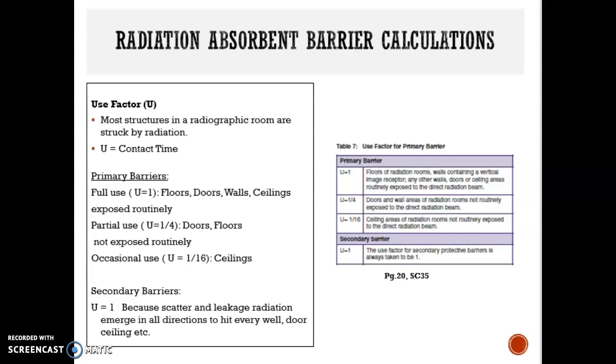So there's a certain value given to a use factor depending on the area. A value of 1 is assigned to a primary barrier, floor of a radiation room, or the wall of the radiation room containing a vertical image receptor, for example. A use factor of a quarter is given to doors and walls of the radiation room that are not routinely exposed to the direct radiation beam. A use factor of 1/16 is given to the ceiling of the radiation room not routinely exposed to the direct radiation beam. So as you can see, there are different factors based on where the beam is hitting the room.